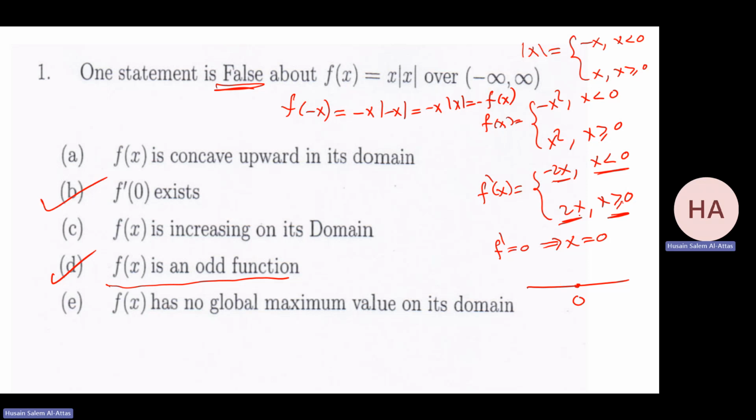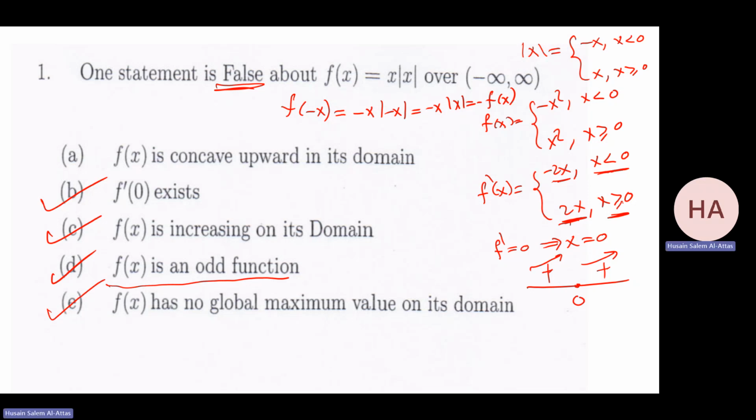Before 0, take any value before, take minus 1, I'll substitute there, I'm getting positive. More than 0, I'm getting also positive, since I'm substituting here. So that means the function is increasing all the way in its domain. f(x) is increasing in its domain. Since increasing in its domain, for sure it has no global maximum. It's increasing all the way. So from where will the global maximum come? There are no critical numbers.